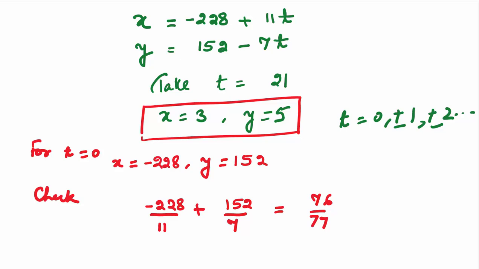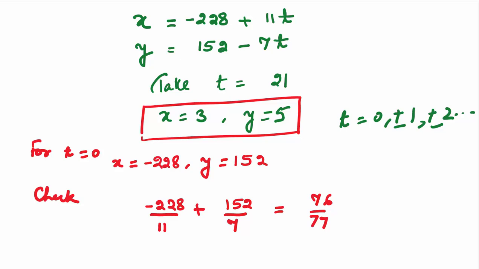The general solution then will be x is equal to minus 228 plus 11t, y is equal to 152 minus 7t. If we take t is equal to 21, we will get x is equal to 3 and y is equal to 5. For different values of t, 0, plus minus 1, plus minus 2, and so on, we get infinite solutions. For example, let's take t is equal to 0. That will give us x is equal to minus 228 and y is equal to 152. If you put it in the equation x upon 11 plus y upon 7, we will get 76 upon 77. So it's not that only for 3 and 5 our equation was satisfied. It can have infinite solutions.